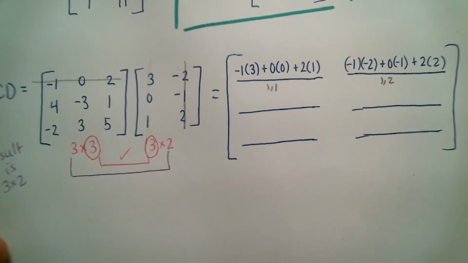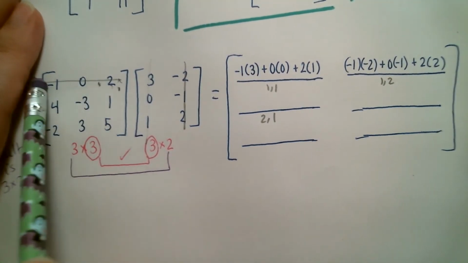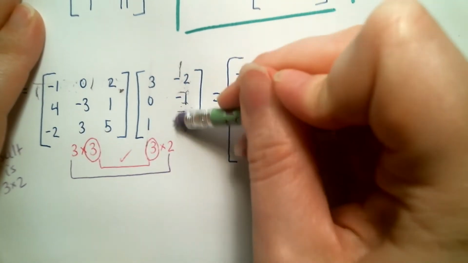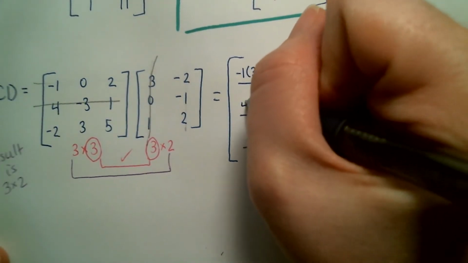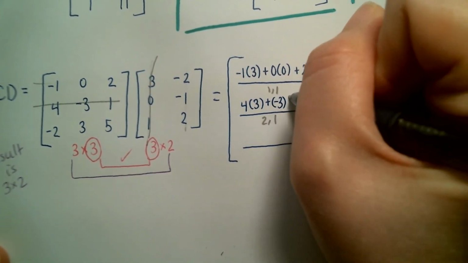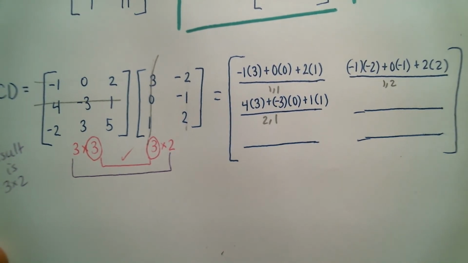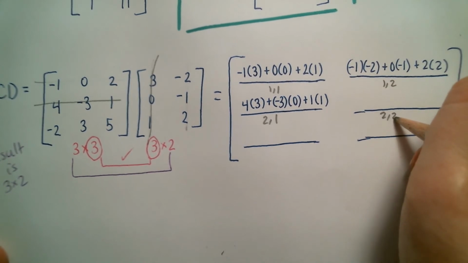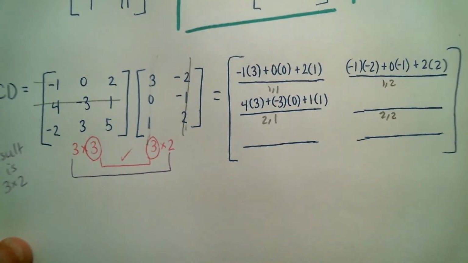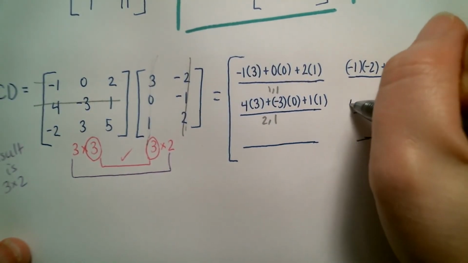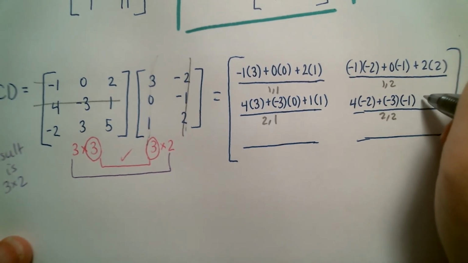All right, so on to the second row, first column. We're going to do the dot product of the second row, first column. So this will be 4 times 3 plus negative 3 times 0 plus 1 times 1. And then for the second row, second column, we're going to do the dot product of the second row, second column. So it's going to be 4 times negative 2 plus negative 3 times negative 1 plus 1 times 2.